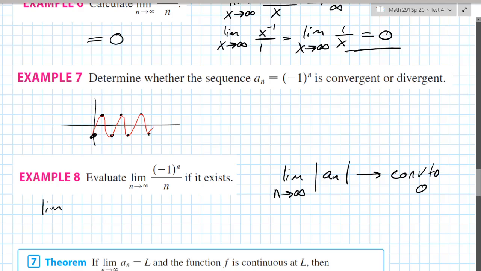So here we go. The limit as n approaches infinity of the absolute value of negative 1 to the n over n. Now, the denominator is positive already. The numerator, we take the absolute value of positive 1 or negative 1, which is just 1. So does this limit converge? Yes, it converges to 0. So this one would also converge, and it would be 0 as well.